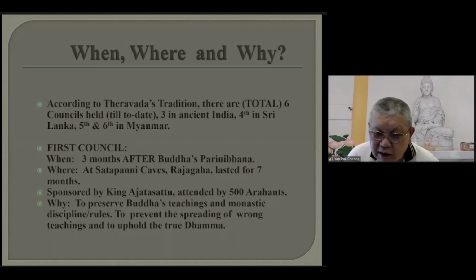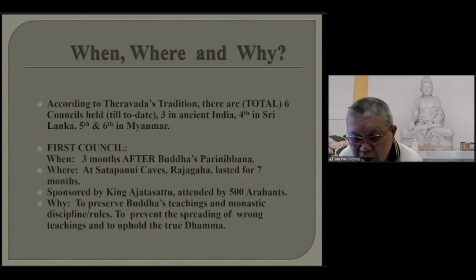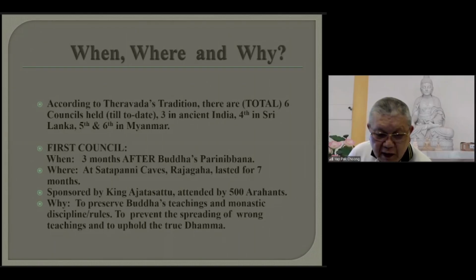The first three councils of the Theravada tradition were held in India. Then the 4th one in Sri Lanka, Matale. The 5th in Mandalay, Burma. The 6th in Yangon, Burma. So altogether 6 in the Theravada tradition. Other schools have different places. Okay. Then the first council. Today we talk about the first.